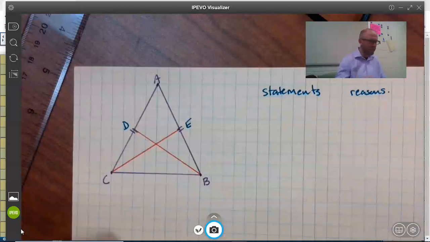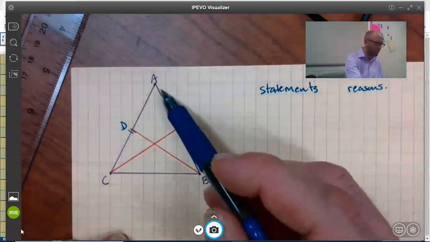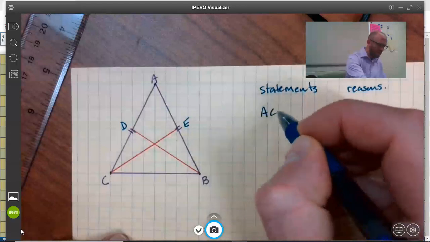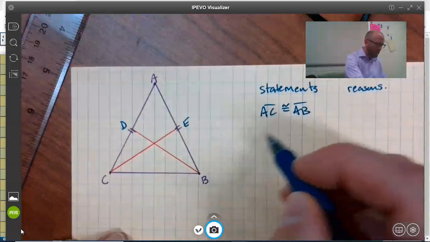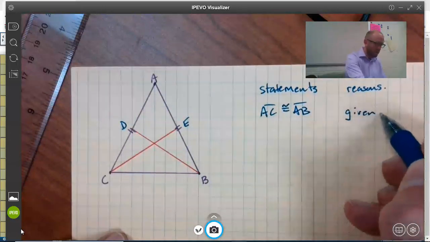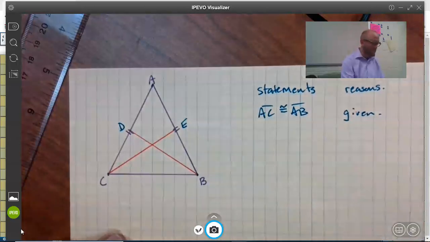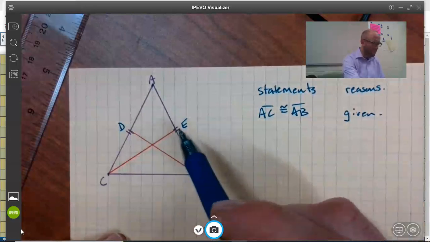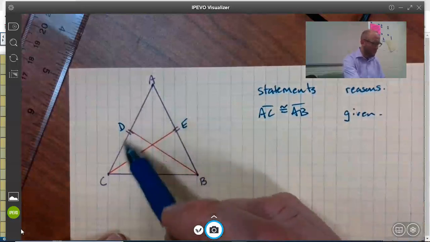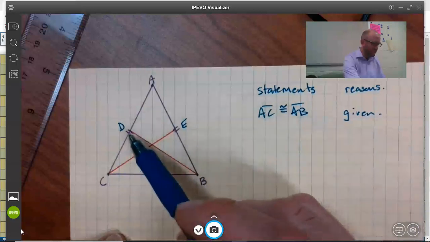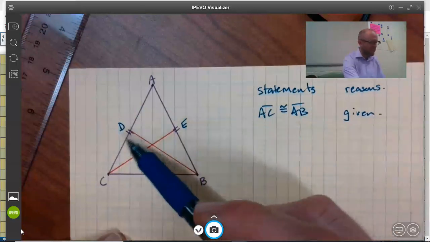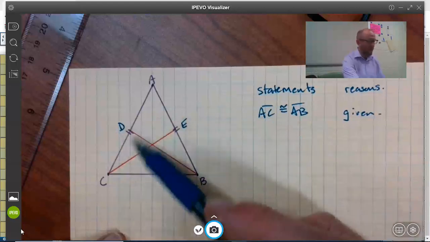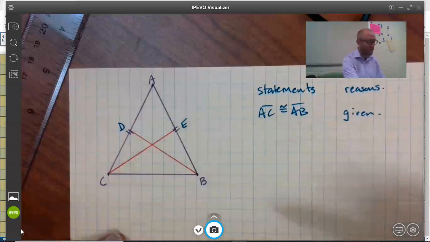Okay, so let's see. I'll start out with AC being congruent to AB. And also, oh yeah, that's given, right? Definition of isosceles triangle. And then, well, if those are congruent, then DC, let's see here, DC, I'm trying to figure out how I want to say this. I mean, basically, DC is going to be the same as EB because they're both half of AC.